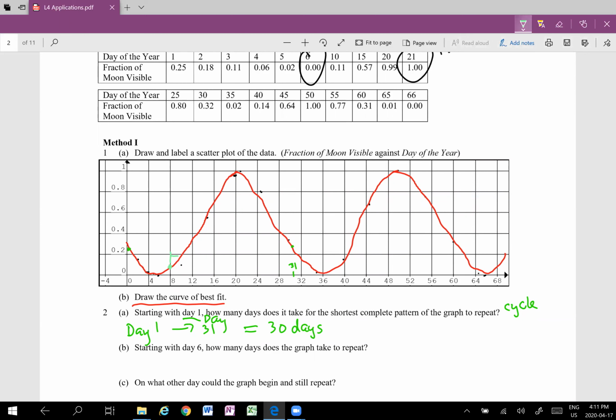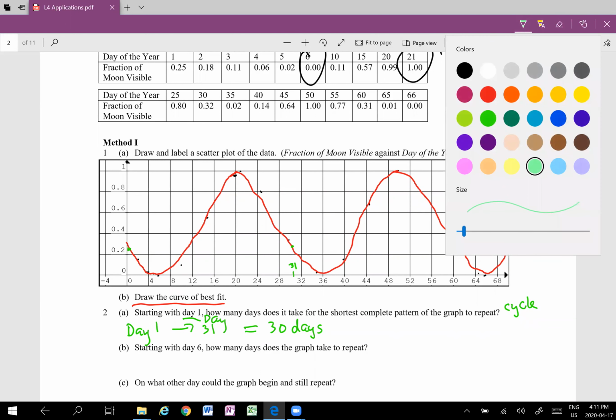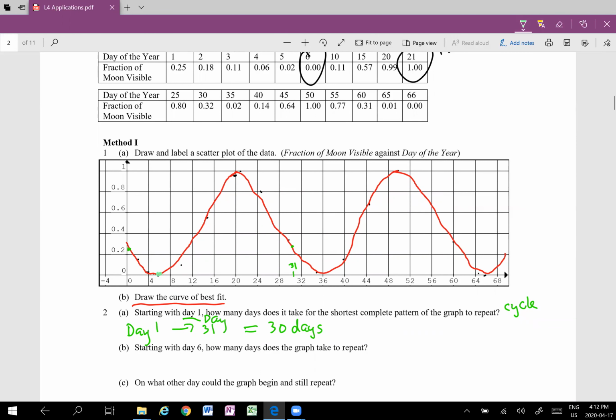Oops, that's not correct. Day 6 was, hopefully you caught my error, ladies and gentlemen. It was down there. Haha. So the other pattern is this one. And I think everyone agrees that's 30 days, because actually day 6, this represents the minimum, or the no moon.